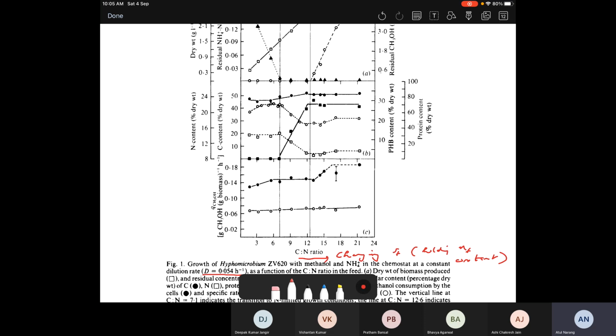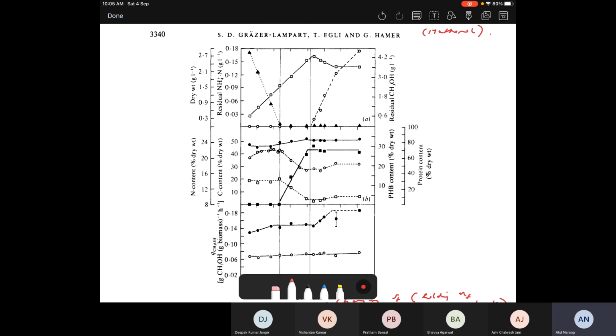So you start the experiment by using a relatively low concentration of carbon in the feed, and then you measure all these parameters. This is the concentration of ammonia in the reactor. In the reactor, meaning not in the feed but inside, right? Residual concentration. You are also measuring at every point the residual concentration of the carbon source, which in this case is methanol. The third thing you're measuring is the concentration of biomass. This is how much dry weight you have per liter in the reactor. Okay.